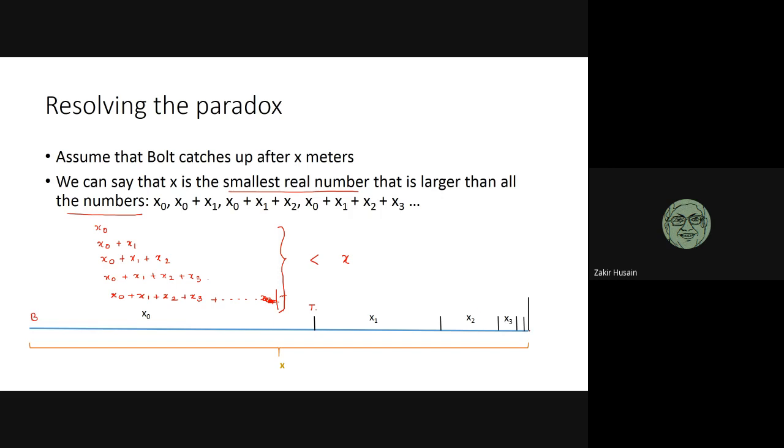Okay, so if Bolt catches up with the tortoise at this distance x, you are simply adding on. x is the smallest number, which is the addition of all these numbers: x0 plus x1 plus x2 plus x3, like this.